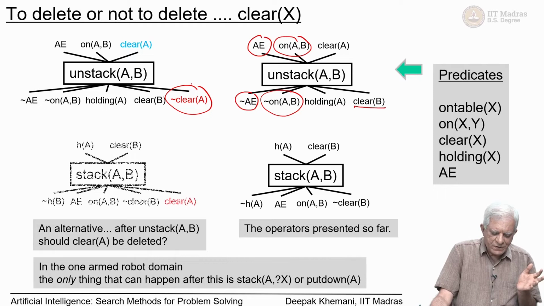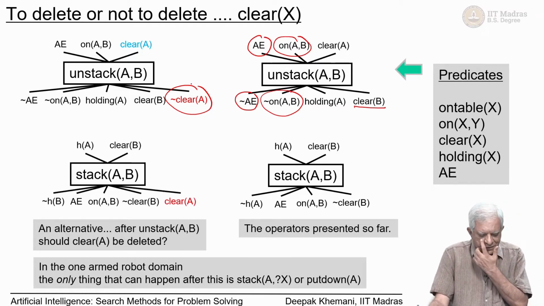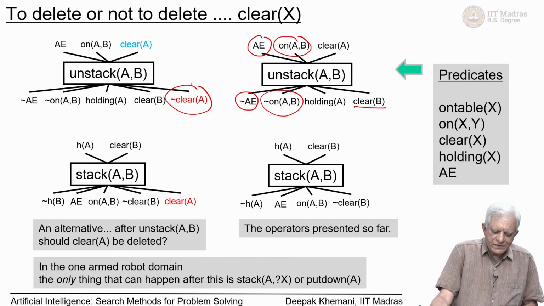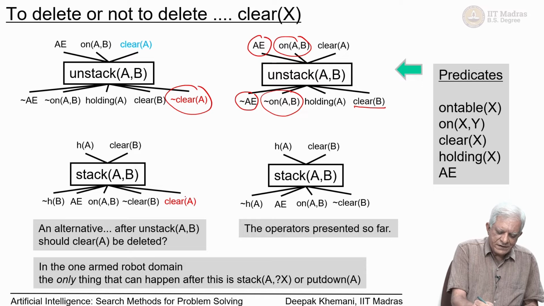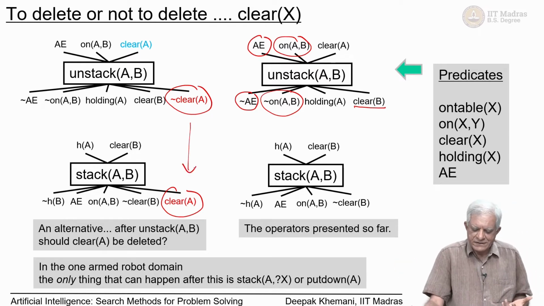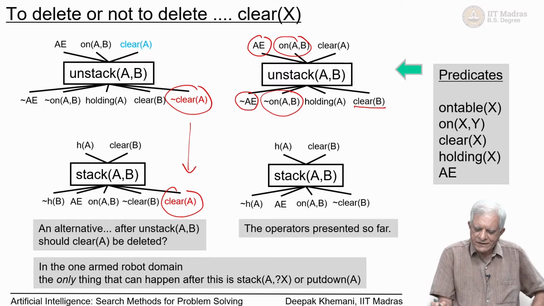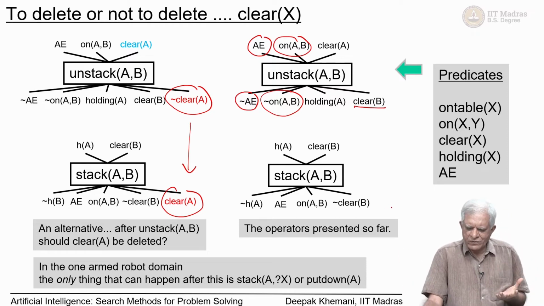So, in a one-arm robot case, the only thing that can happen is that you either stack it onto something or you put it down and then it will become clear. So, when you stack A onto B, if you are going to delete this, then you will need to add it again essentially. This thing. If you are not deleting it as shown on the right hand side, then you can see that clear A is not added as an effect of stack A. So, these are just two ways of looking at it.